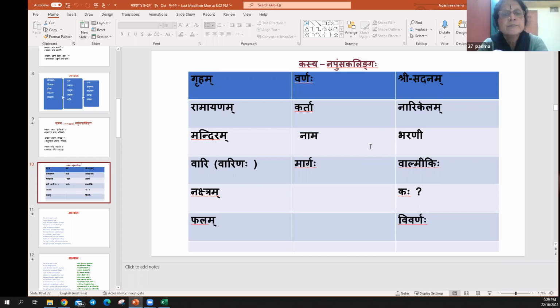Ramayanam. So Ramayanam, what happens? Written by Valmiki. Varnam. Varnaha is color. What's there? Varnaha, karta, nama, margaha. So which one would be the right for Ramayanam and Valmiki?